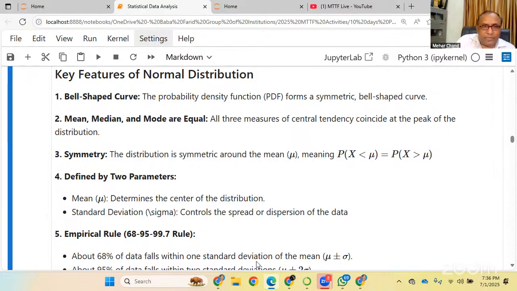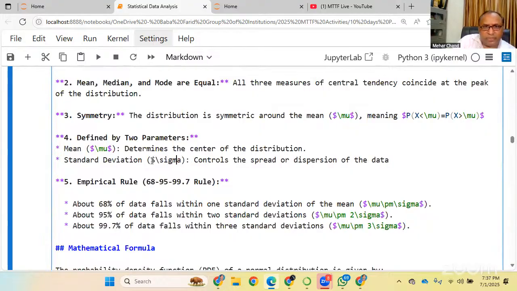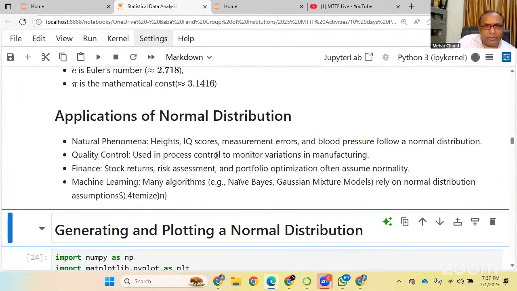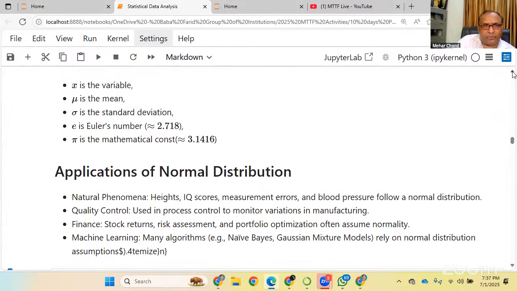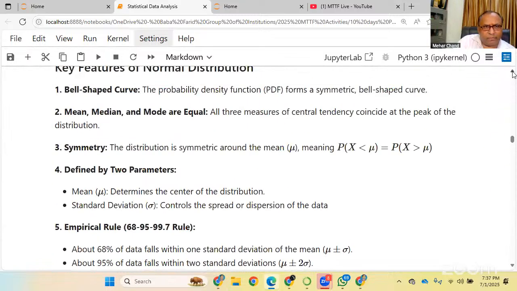So here, why is it not sigma? Here we have to use this symbol, with shift and enter. Yes, now it is fine. So this is the symbol. You can see here for the standard deviation, we are using the sigma sign.